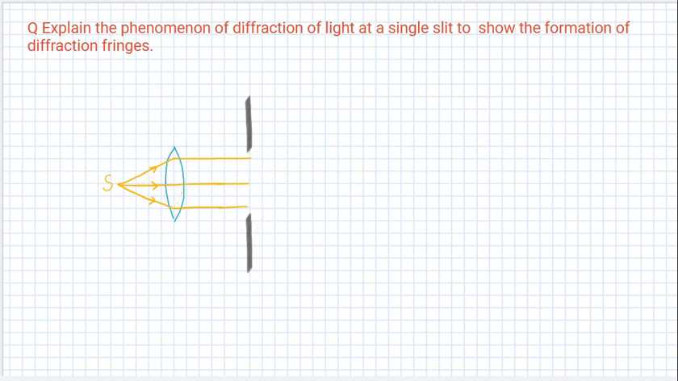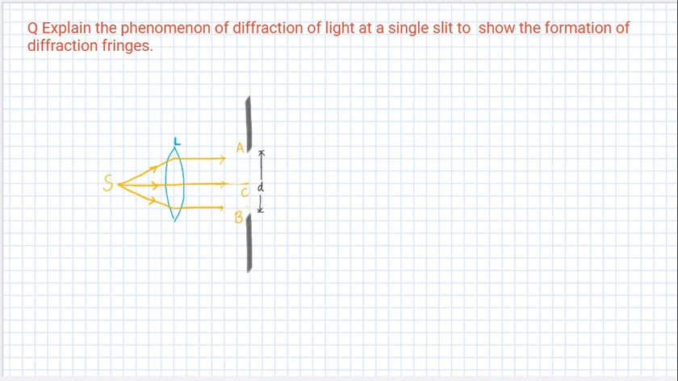The size of this slit, let us assume it to be of size small d. Now consider, let us name this slit as slit AB. Let this point be A, let this point be B, and let the center of the slit be C.